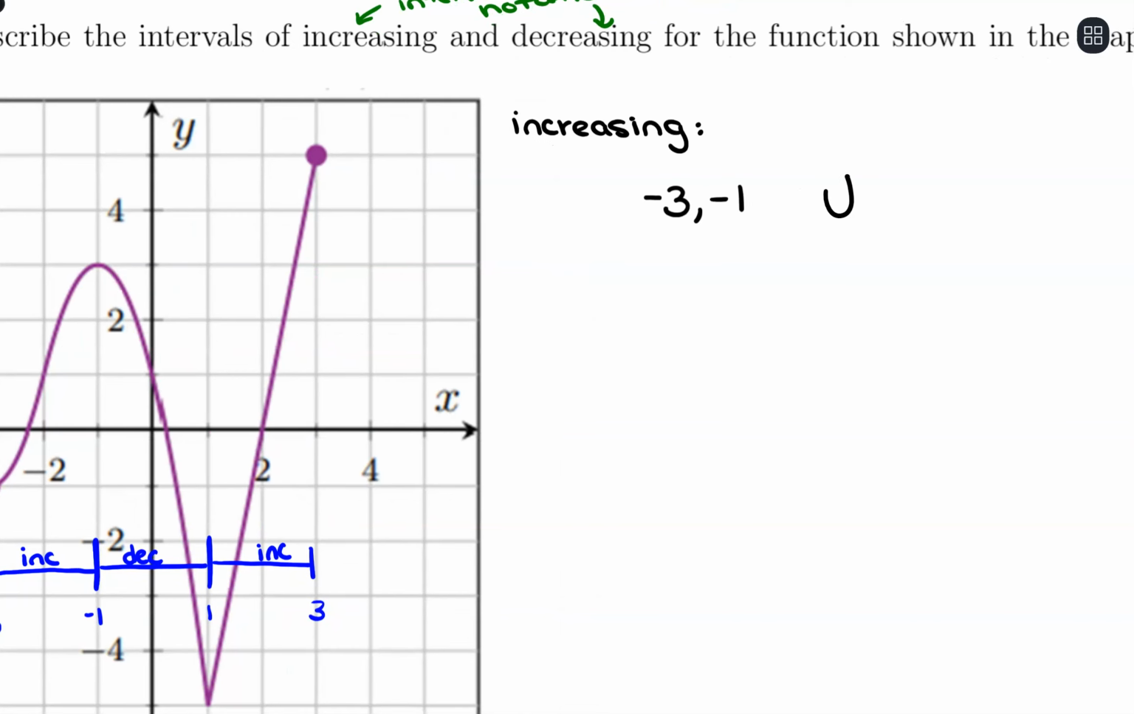So I'm going to use my union symbol and 1 to 3. Now, increasing and decreasing, the punchline is you're always going to be using parentheses. So again, we use parentheses when we don't want to include the end values. And then we use the brackets when we do include the end values.